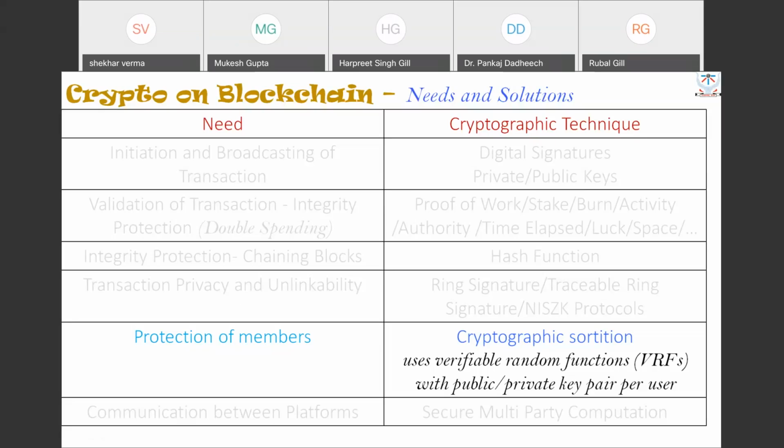My friends, I have not yet told you about protection of members, which uses a verifiable random function. And I have not told you a few more things which are modern and are being used in blockchain. So for that, probably we'll have a second or a third lecture sometime.